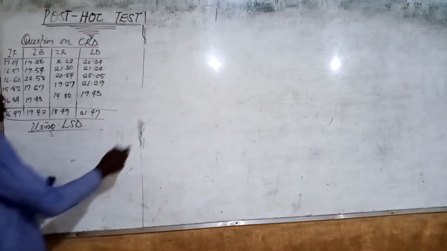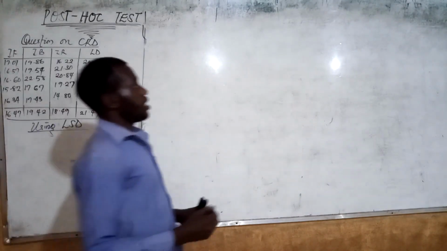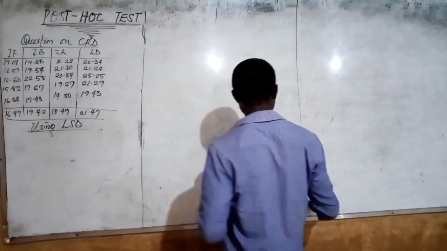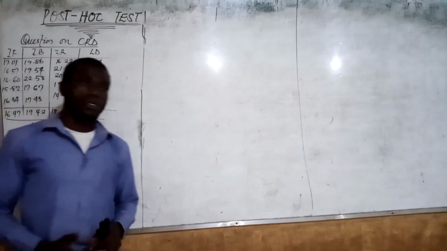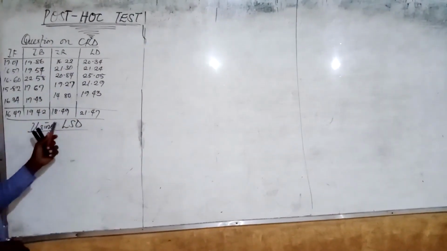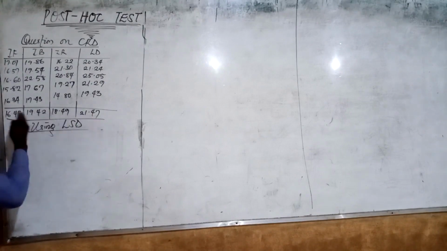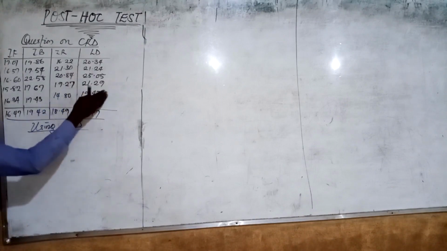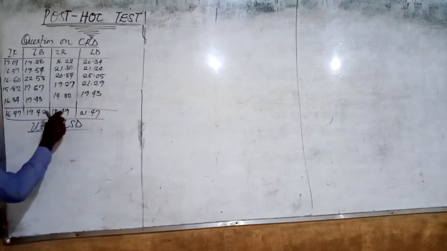Now, LSD is quite similar to the DMRT, or maybe I would say it's not as lengthy in operation as the DMRT, and it's actually called the Fisher's LSD. So now we have gotten our means. I've computed the means out. I added all of this and divided by 5, which is the number of replicates. I got this and this and this and this for each of those treatments.